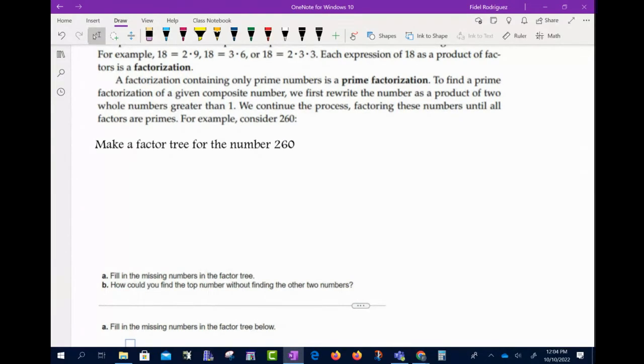Okay, so when I think of 260, I want to think of two numbers, any two numbers that multiply to 260, that it's not 1 and 260. Okay, any two numbers. So a couple of things we can do here, y'all. It ends in a 0. So because it ends in a 0, I know it's going to be 10 times, say, 26, right?